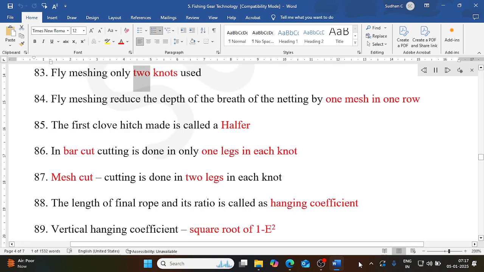In fly meshing, only 2 knots are used. Fly meshing reduces the depth or breadth of the netting by 1 mesh in 1 row. The first clove hitch made is called a haffer.